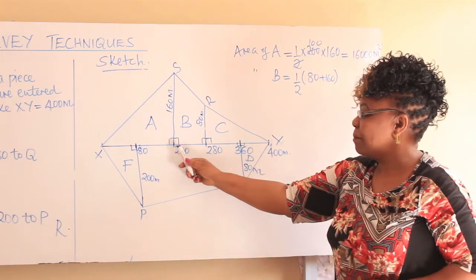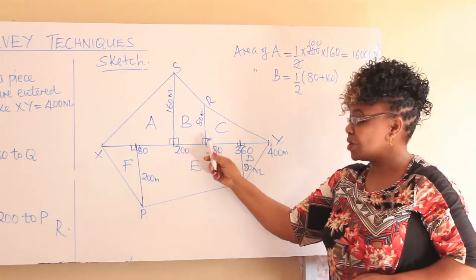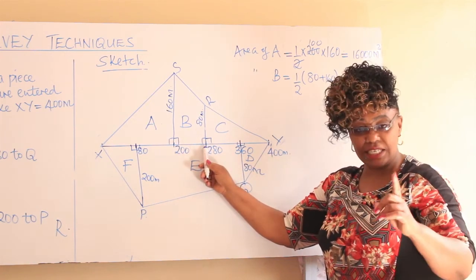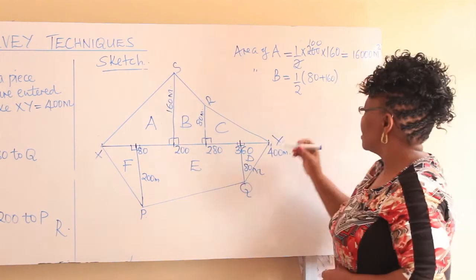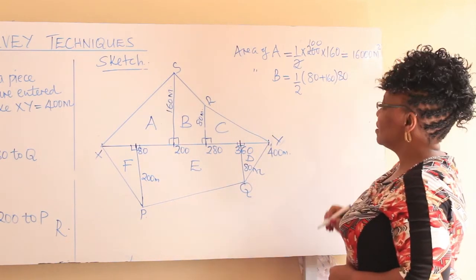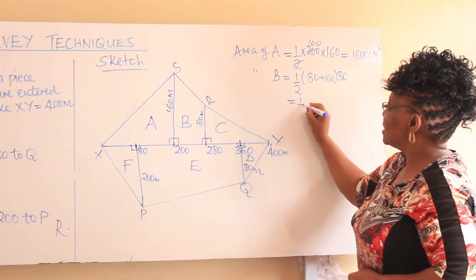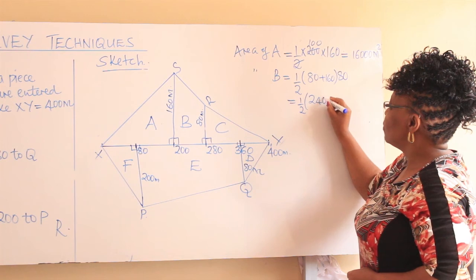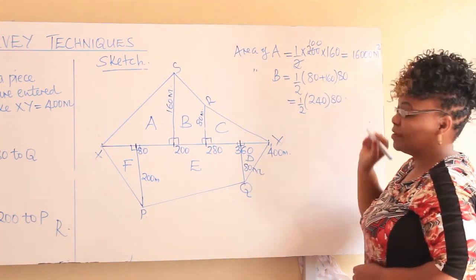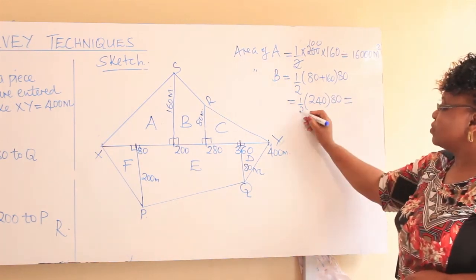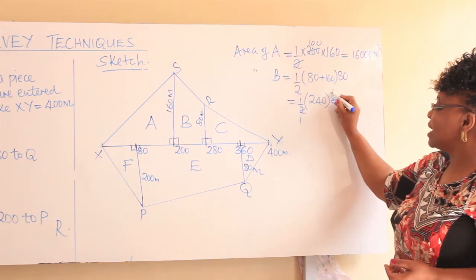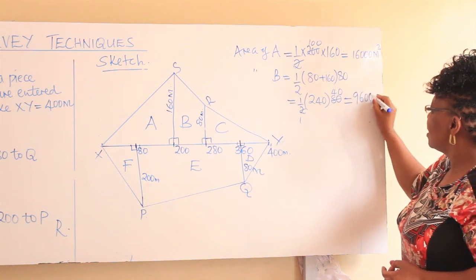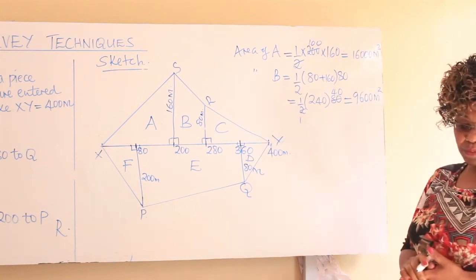And then you multiply by the perpendicular. This is your perpendicular line. How will you get it? 280 minus 200 gives you 80. You work out this, you get a half. This plus this is 240. 240 multiplied by 80. You work out this line, you can use a calculator, and therefore you get 9,600 meters squared.